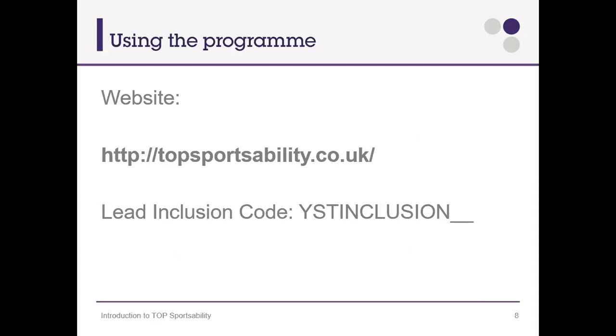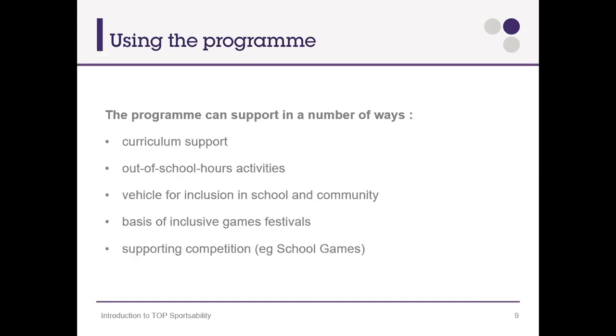And if you contact Youth Sport Trust or you contact that Youth Sport Trust lead inclusion school, they will give you this code. And that code will enable you to have full free access to these online resources. The code will always be YST Inclusion, all one word, all capitals, and then the number for your county. So I'll talk a little bit about that when we go on to the online resource as well.